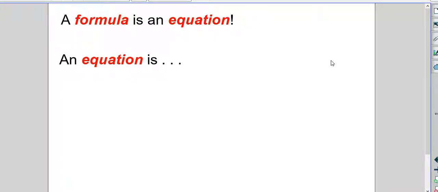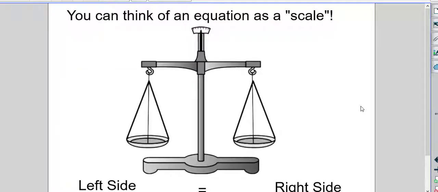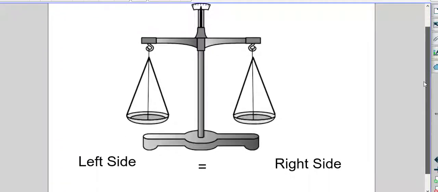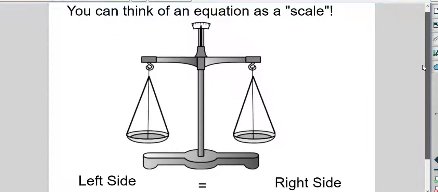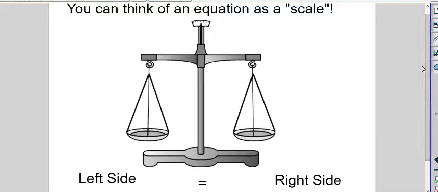Formulas are equations, and equations are statements that only allow us to have one thing that makes it true. Think of an equation as a scale, okay? So the left side has to equal the right side. Think of the scale like balancing. Like this is an old school version of a scale.